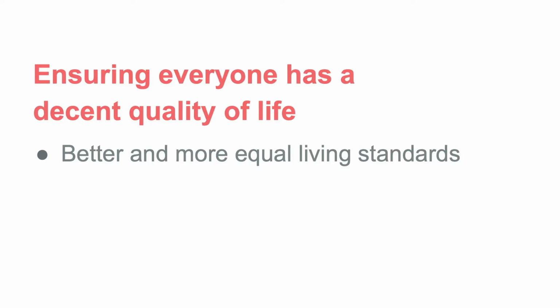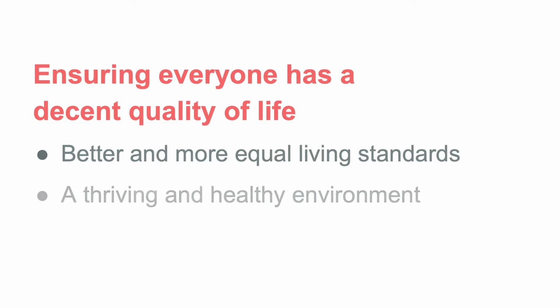It makes sense when you think about it, that social issues related to status within a society get worse when social differences are more exacerbated. And also underpinning making sure that everyone has a decent quality of life is ensuring that we have a thriving and healthy environment, both for the current generations and also for future generations.